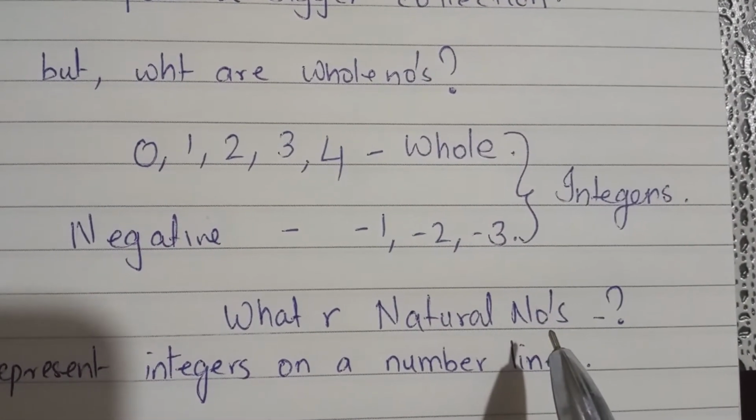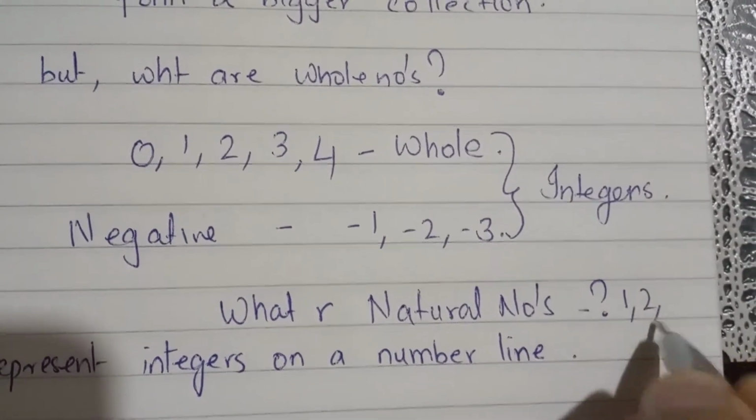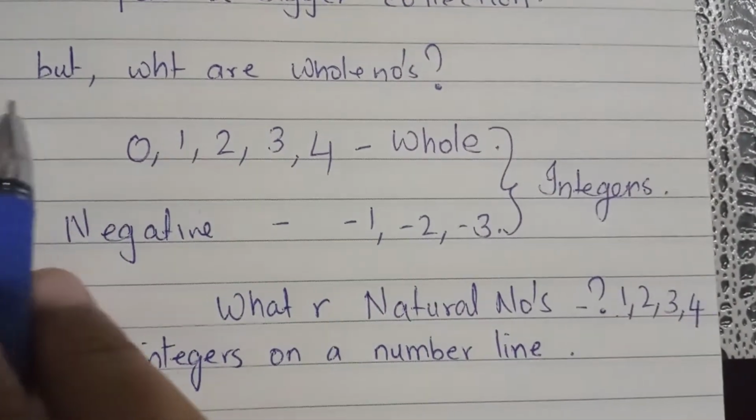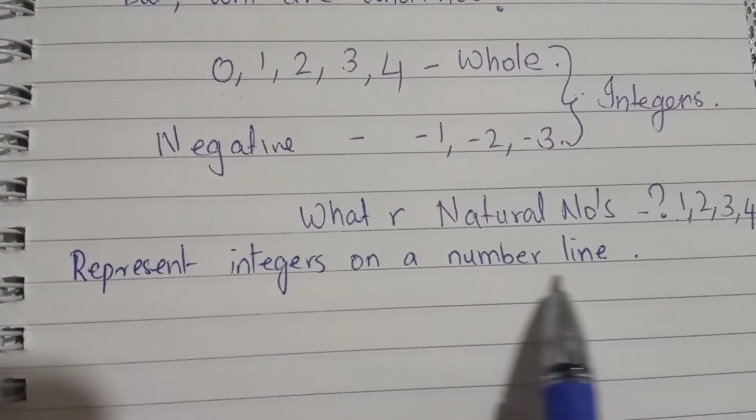One more question which I forgot to include was: what are natural numbers? Natural numbers do not include 0, they are 1, 2, 3, 4, and whole numbers include 0, 1, 2, 3, 4. Now let's move on to how to represent integers on a number line.